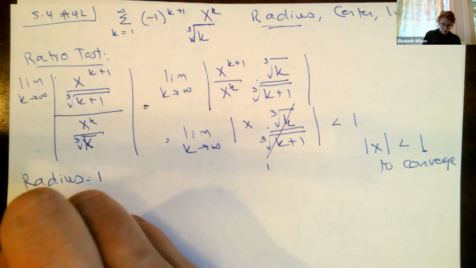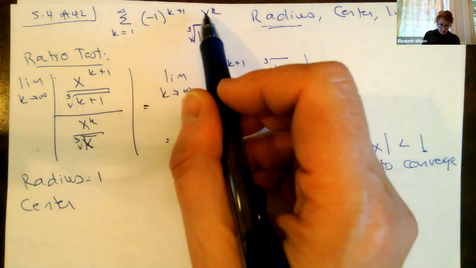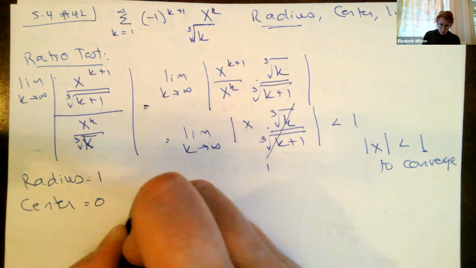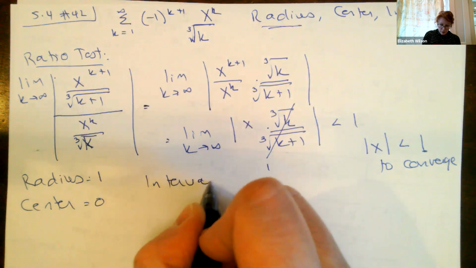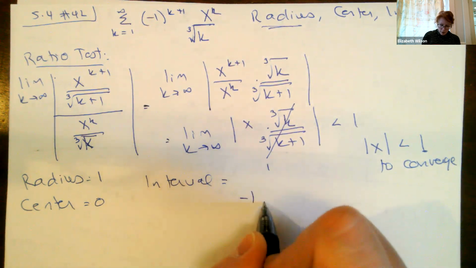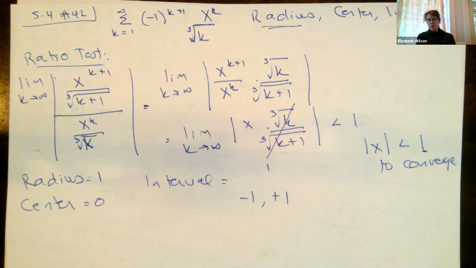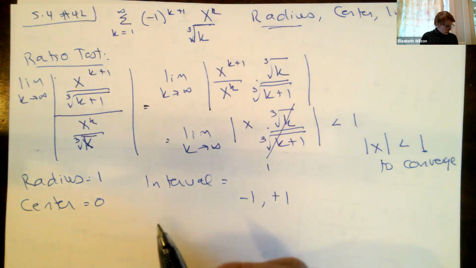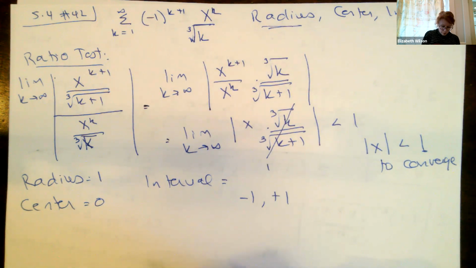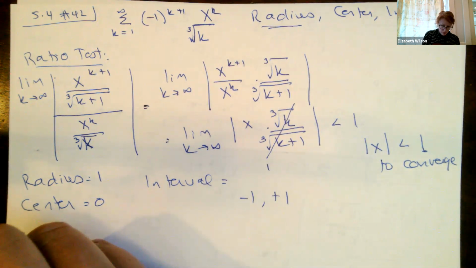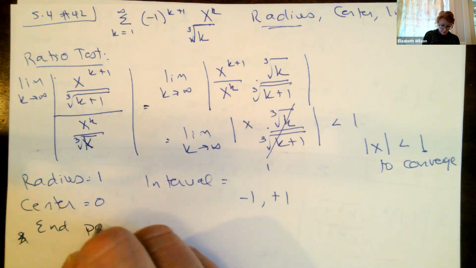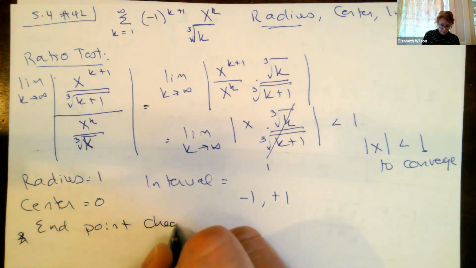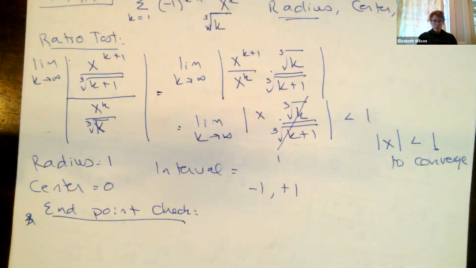Our center, this is where it's centered, is equal to 0. So our interval is -1 to +1. Now I have to do an endpoint check to figure out if those are included or not. All right, so let's check. We'll write it down. So endpoint check. I'm going to scroll up a little bit here.